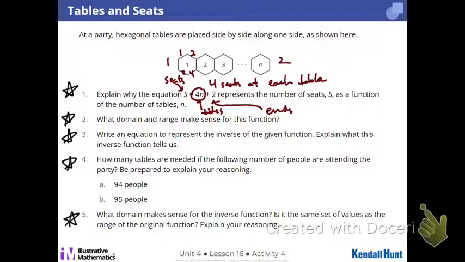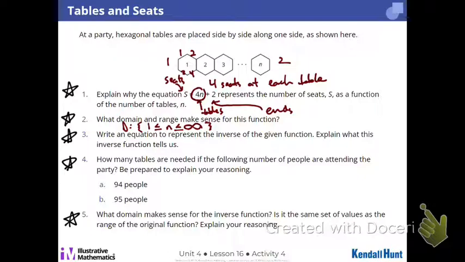Okay, so what's the domain and range for this? Well, let's look at domain first. The domain is all possible inputs. So what's the lowest number of tables you could input? 1, right? Let's use N, because N's the input. And what's the most? Infinite. Yeah, theoretically infinite. You could also write that in words.